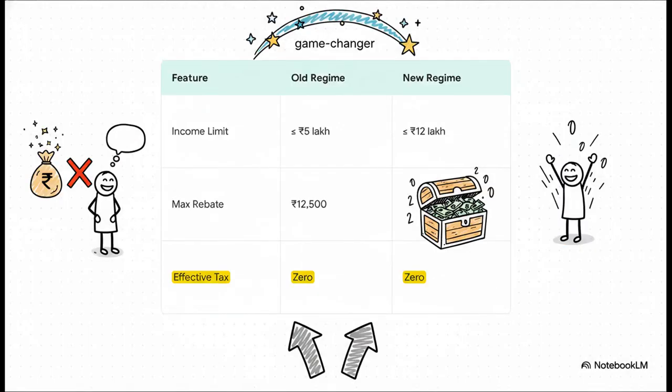Let's talk about this rebate under Section 87A, because it's a total game changer. Under the old regime, if your total income is 5 lakh rupees or less, this rebate magically makes your tax liability disappear. It becomes zero. And the new regime is even more powerful. If your income is 12 lakh rupees or less, your tax is also zero. It is a fantastic, fantastic benefit.